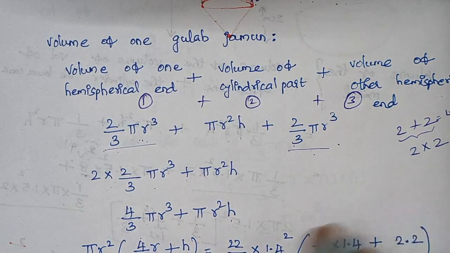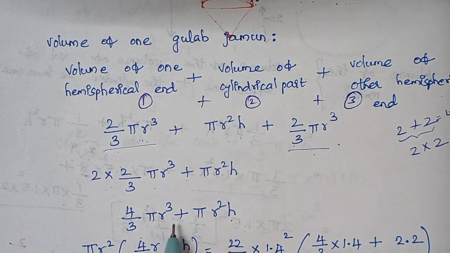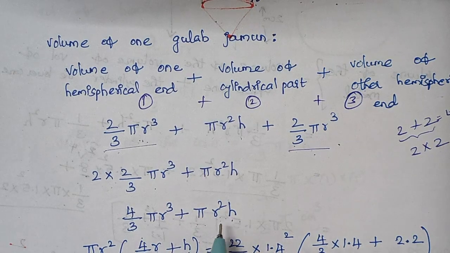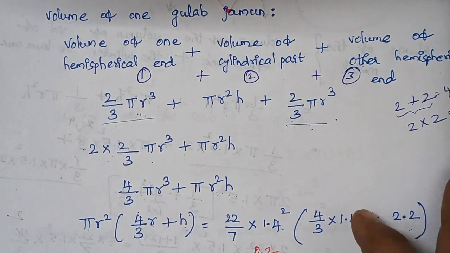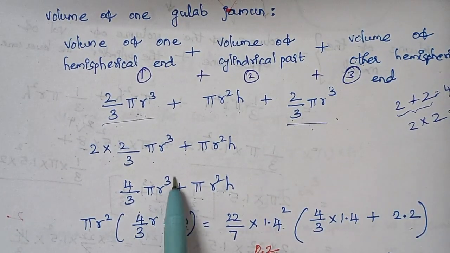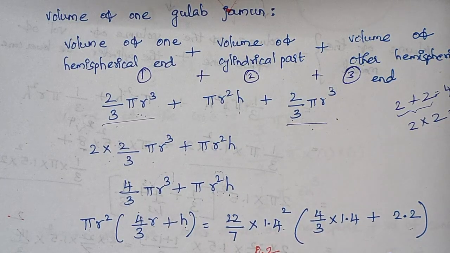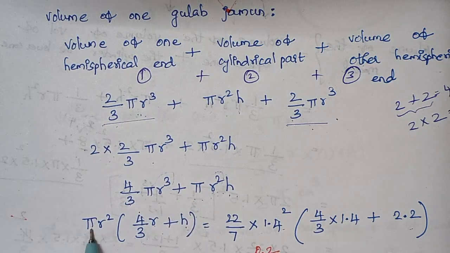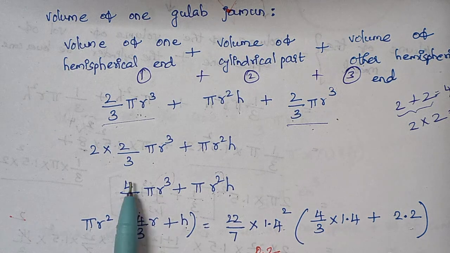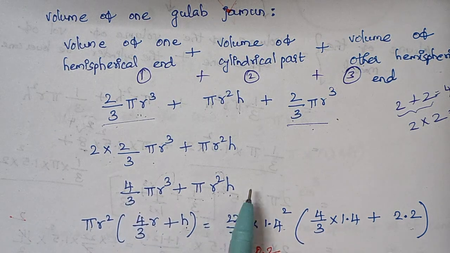Right. So here you see the r value is the same for both, right? r is the same for the cylinder as well as for the hemisphere. Both are the same values. So here I am taking r commonly outside. Here I have r cube and here I have r square, so I can take r square outside. Pi is common, so write pi, and r square is common, so r square. The remaining terms will be 4 by 3 r plus h.